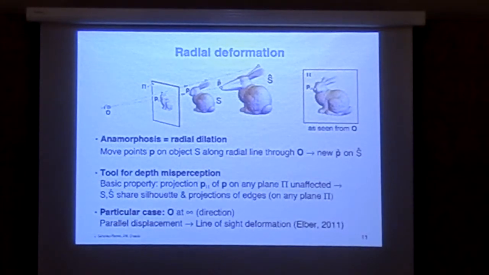You perform this radial deformation for each point of your model. Here I have some horses. Please pass them around. This is the Stanford bunny, and the idea is that they are deformed. You see the head is heavily deformed. But if you look at them from the right point, the right direction, they look normal. So we have to produce a very slender hole, and if you look through the hole from the right position and direction, they just look normal.